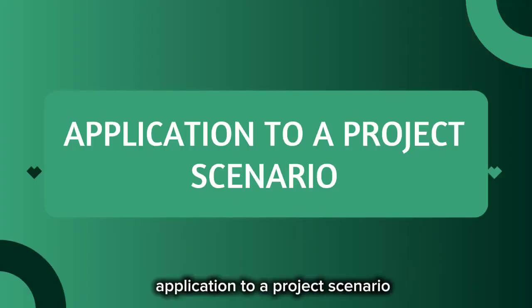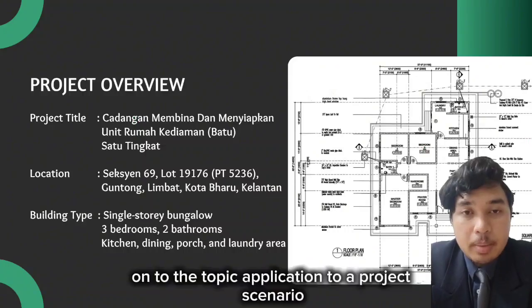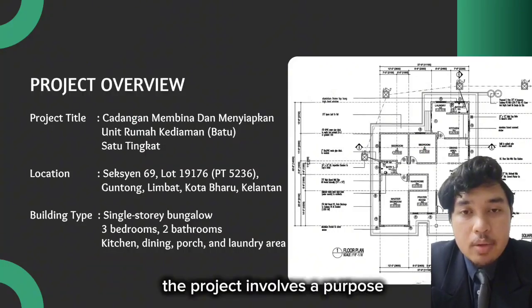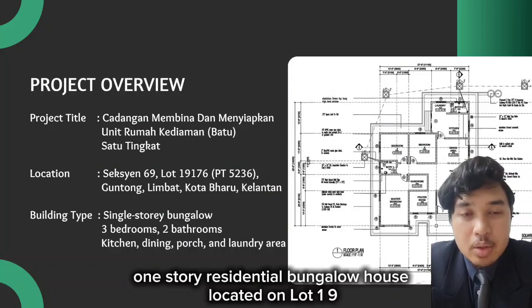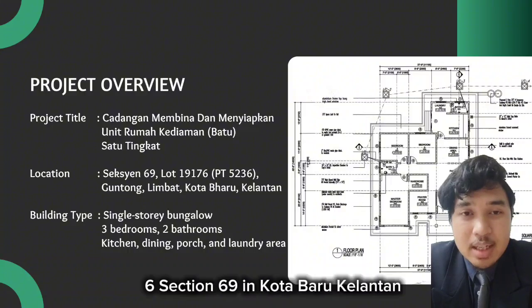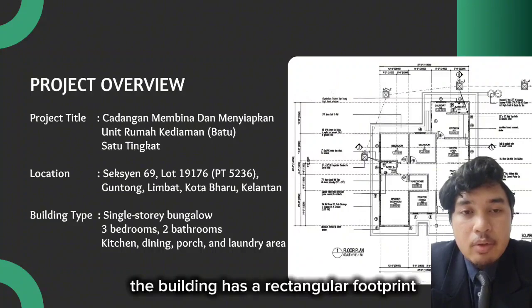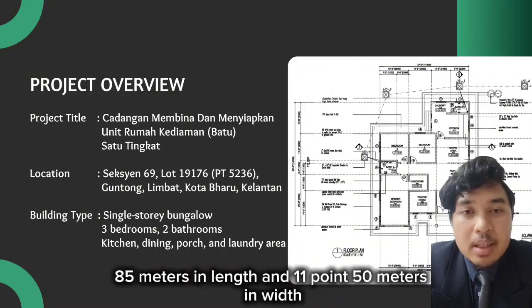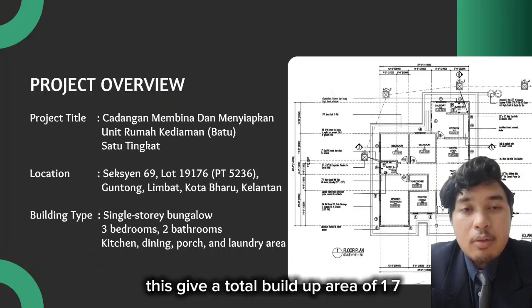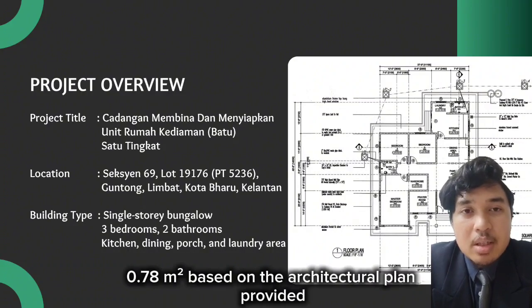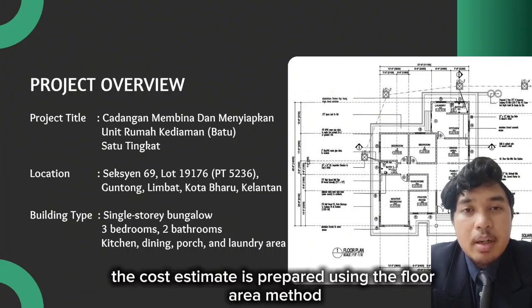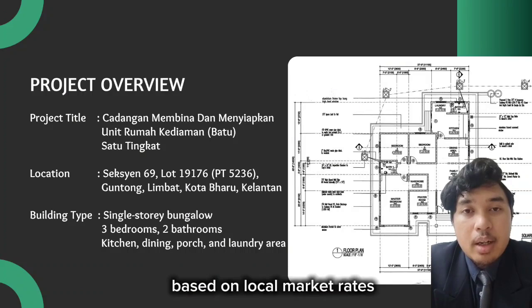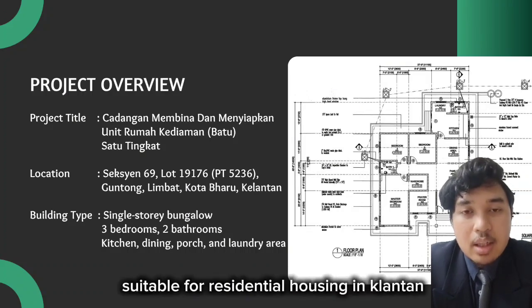Application to a project scenario. On to the topic, application to a project scenario. The project involves a purpose-built one-story residential bungalow house located on lot 19176 section 69 in Kutong Lebat, Kota Baru, Kelantan. The building has a rectangular footprint with overall dimension of 14.85 meters in length and 11.50 meters in width. This gives a total build-up area of 170.78 square meters based on the architectural plan provided. The cost estimate is prepared using the floor area method based on local market rates suitable for residential housing in Kelantan.